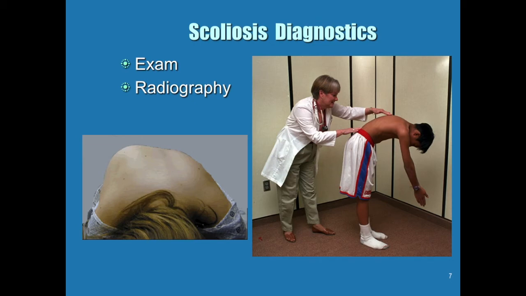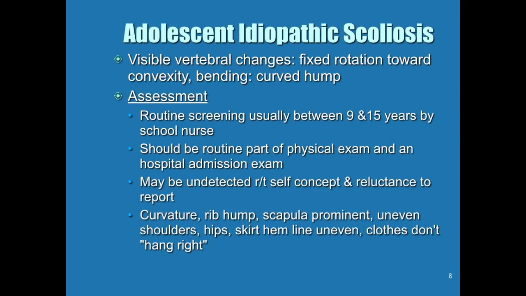So we have this child fold forward. We're looking at the spine itself. Do we notice the curve? Do we notice the hump of the scapula? So when we're looking at the changes of the vertebrae, we're going to see a fixed rotation towards the convex side when they're bending. And so we see that curved hump. So like I said, our assessment begins with the school nurse between 9 and 15 years of age. It should also be a routine part of our physical exam and on hospital admission anytime a child that's late school age into adolescence comes in for admission.